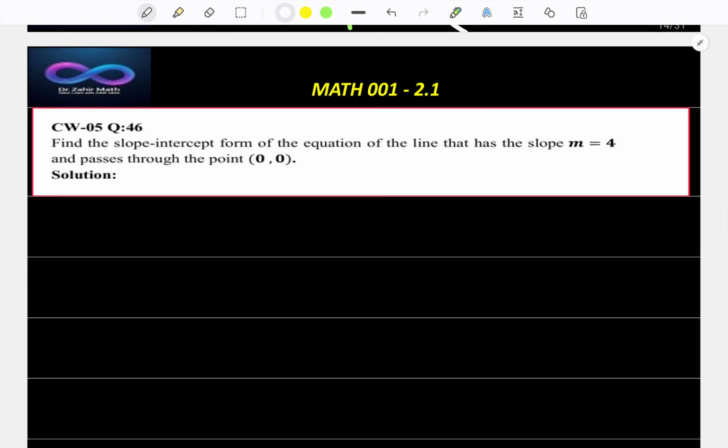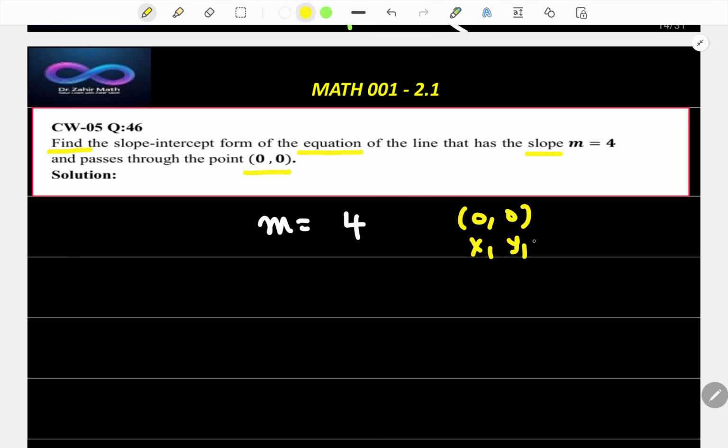Let's go to the next question. Find the slope intercept form of the equation of the line that has a slope m equal to 4, right? So what is that? Find the equation. Slope is given, point is given, right? And the point is 0 comma 0.